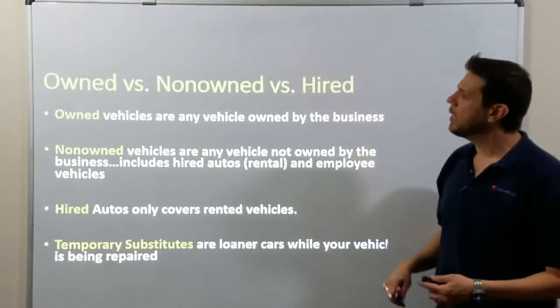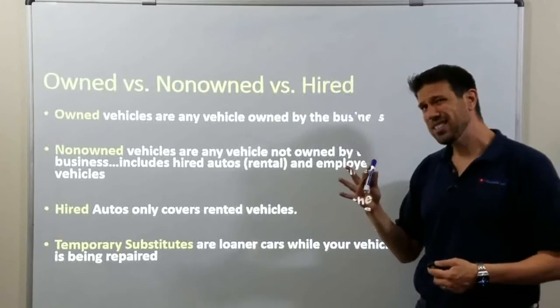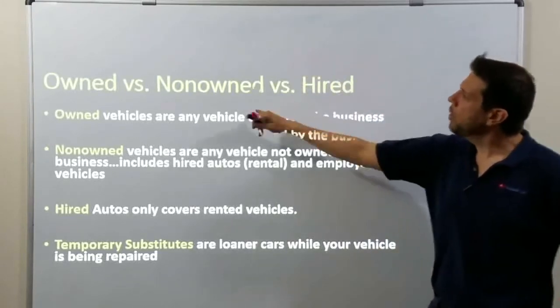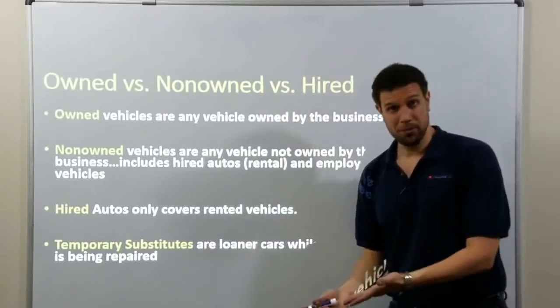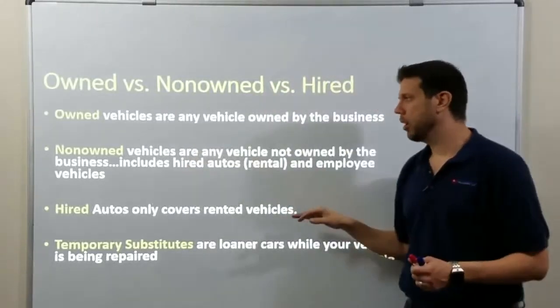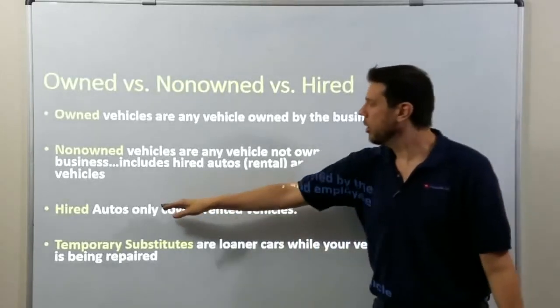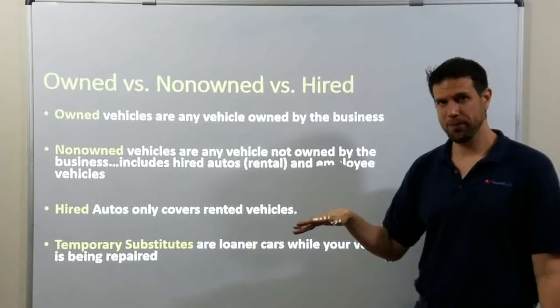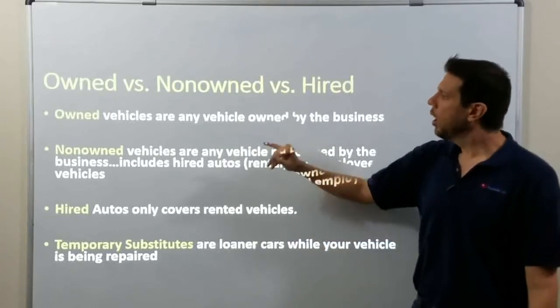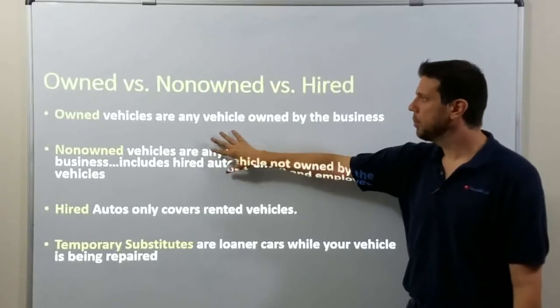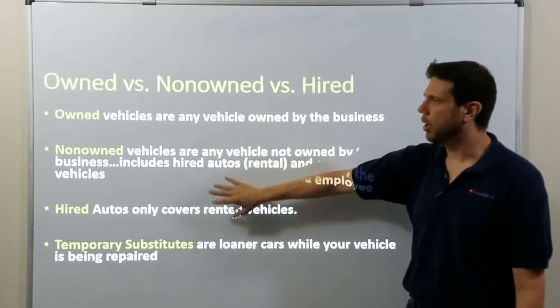This next slide is on the test, but it's not very difficult. Owned autos are any vehicles that you own. Non-owned autos are any vehicles you don't own. Hired autos are things that you pay for. All hired autos are non-owned, but not all non-owned are hired.